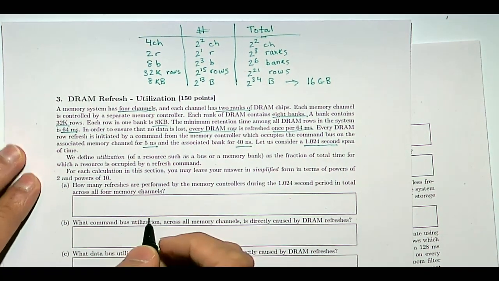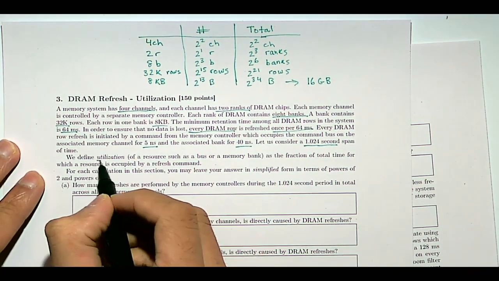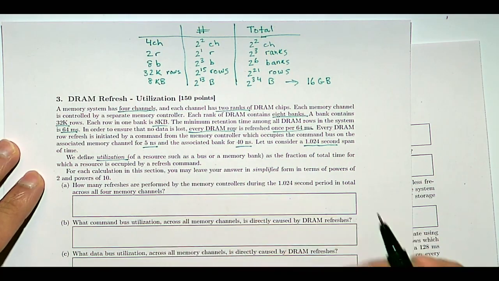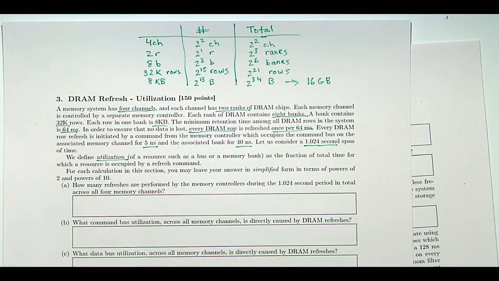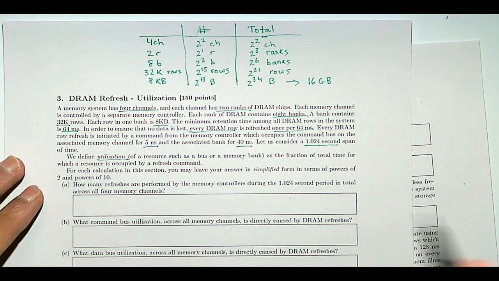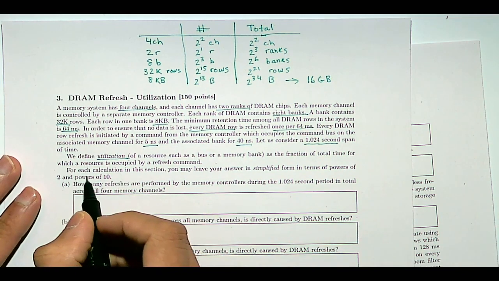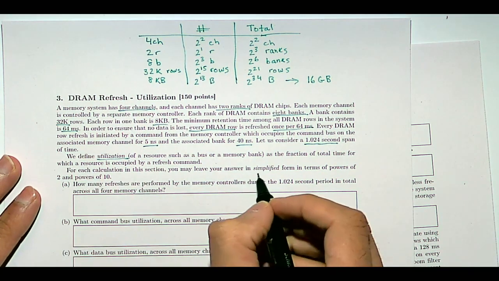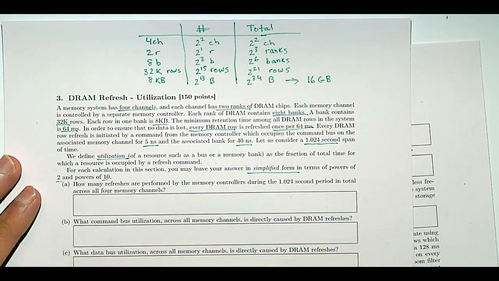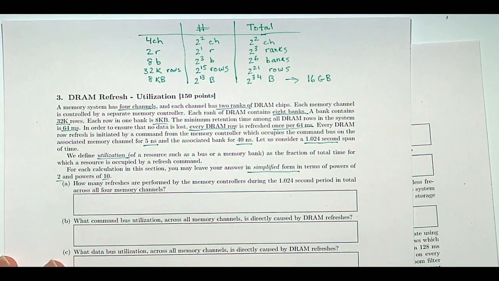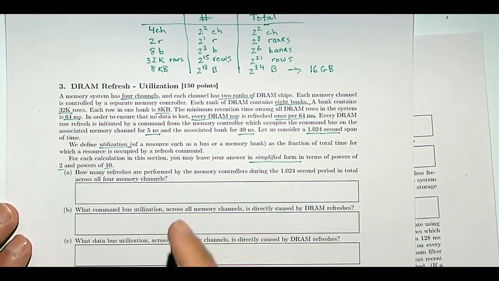Okay. And so here there's a definition. So we define utilization of a resource such as a bus or a bank as the fraction of total time for which the resource is occupied by a refresh command, right? Which is sort of the natural definition of utilization, right? Like what proportion of time it's used. And so for all of these calculations, we can leave our answer in simplified form in terms of powers of 2 and powers of 10 and so forth. So we don't have to do unnecessary math and waste time with that. So let's get to the first part of the question.